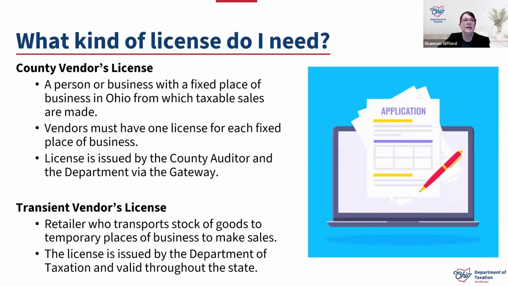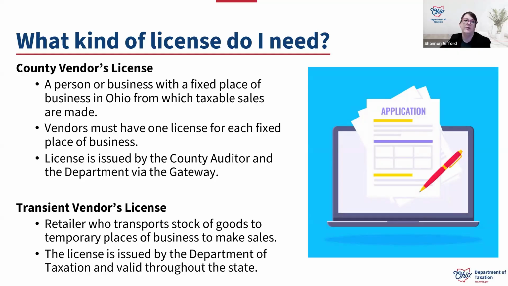For businesses located in Ohio, there are two different kinds of licenses. First is a county vendor's license, and this is for a person or business with a fixed place in which taxable sales are made. Vendors must have one license for each fixed place of business. So if you have two locations, you have two vendor's licenses. The license is issued by the county auditor and the Department of Taxation via the Ohio Business Gateway.